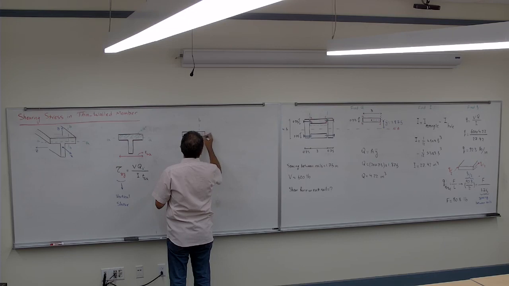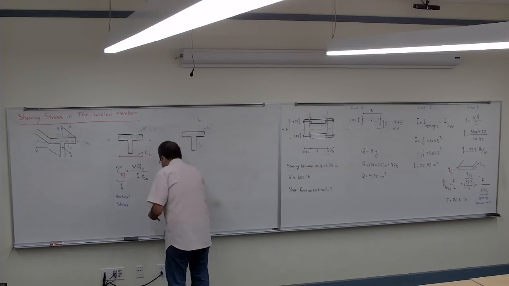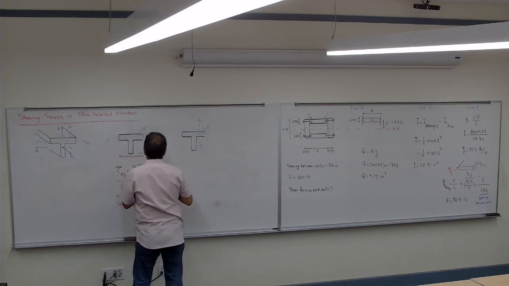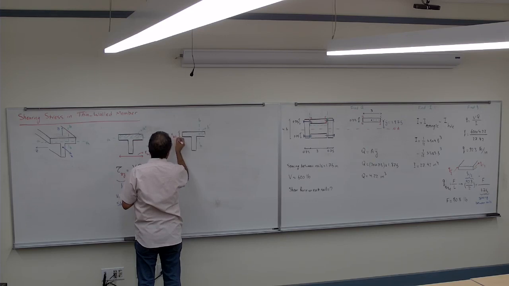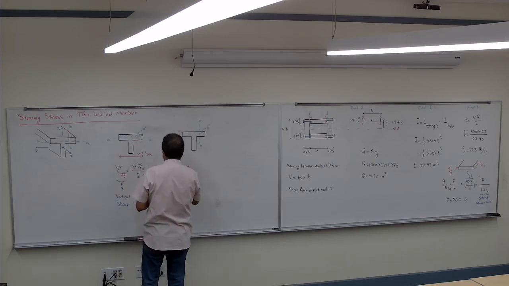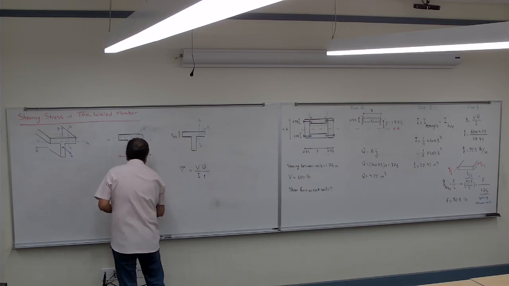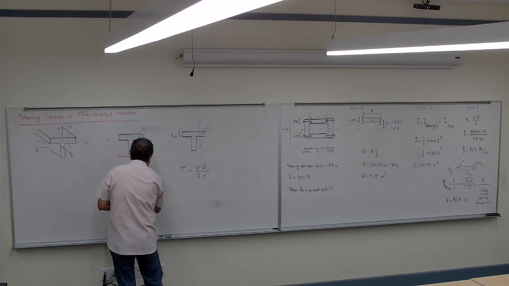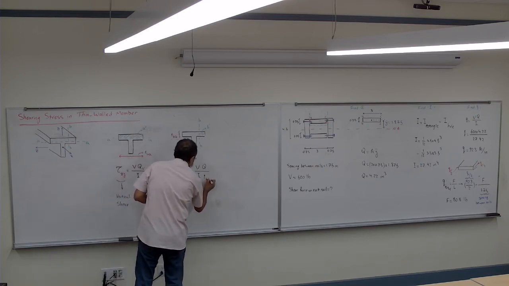This time, this area, I call it the B prime, and this is going to be the T of the BB. Again, the shear stress equation would be the same. The tau would be VQ divided by I T. So here T is the AA. Here the T would be the T of the BB.